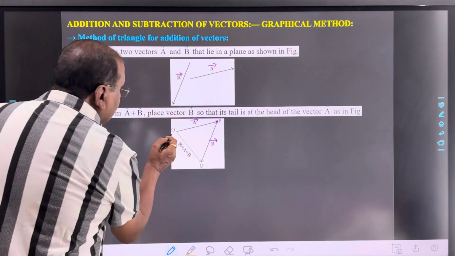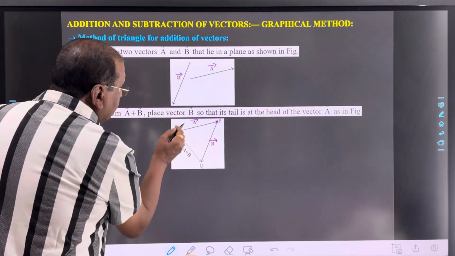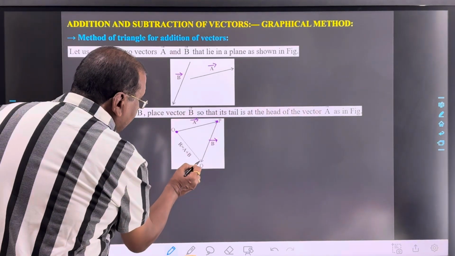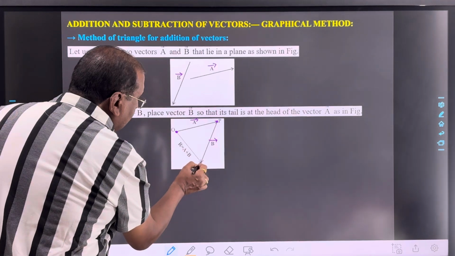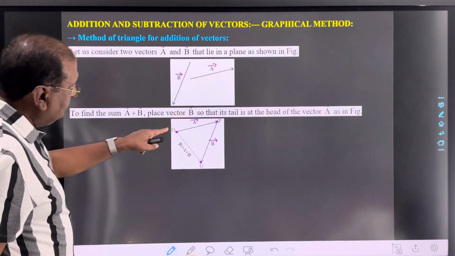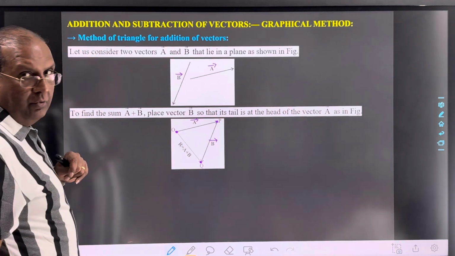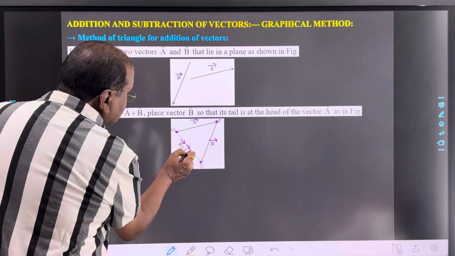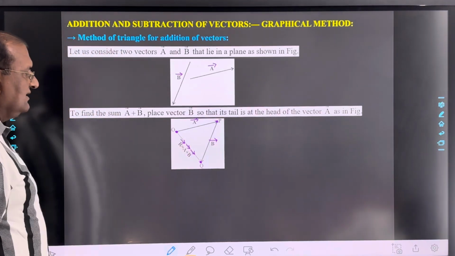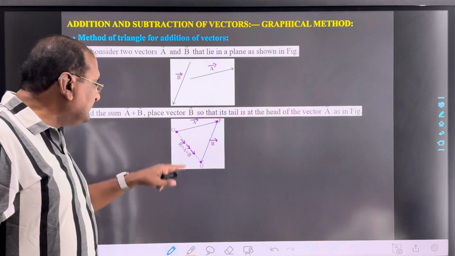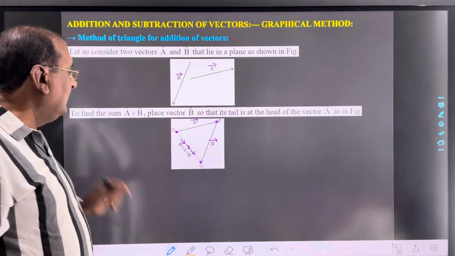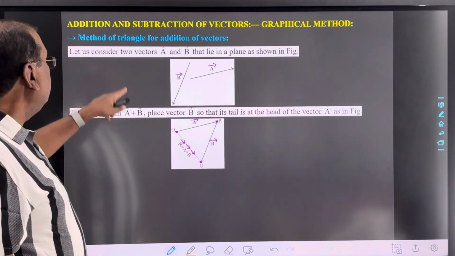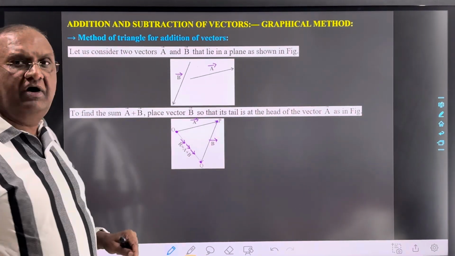Now if we prepare here the vector joining the tail of the first vector A and the head of the second vector B, that is vector OQ. So we can say this vector OQ, that is vector R, is the summation of these two vectors A and B, or we can say it is the resultant of vectors A and B. And here see, a triangle is formed, so it is known as the method of triangle for addition of vectors.